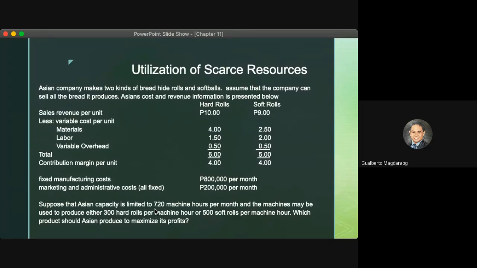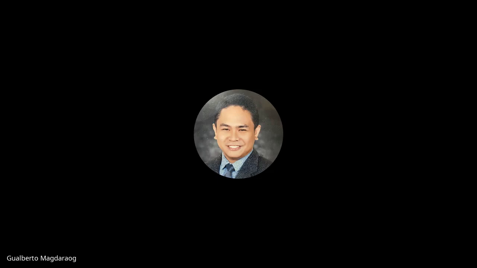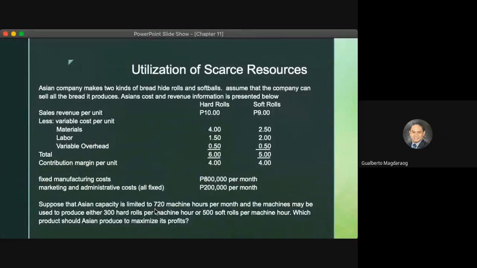But in chapter 12, we can determine a combination of the two. So hold lang muna tayo dun sa idea na yon. For the meantime, ang ating decision is to choose which one should be produced considering the constraint, and that is the 720 machine hours. Kasi hanggang doon lang, 720 machine hours.